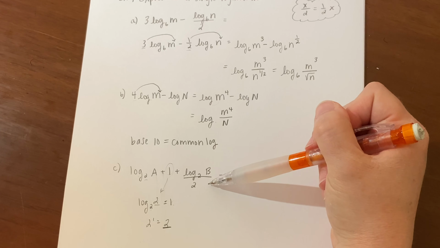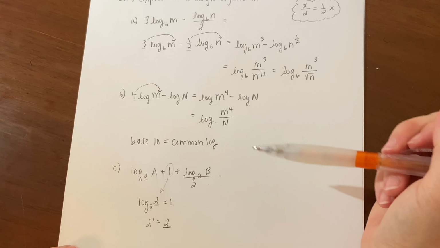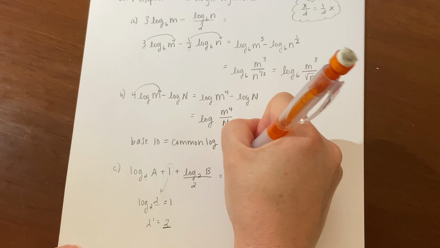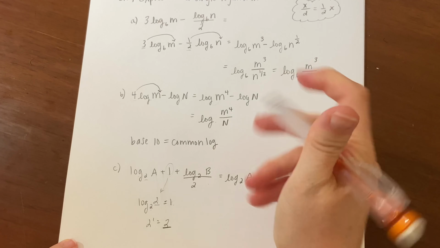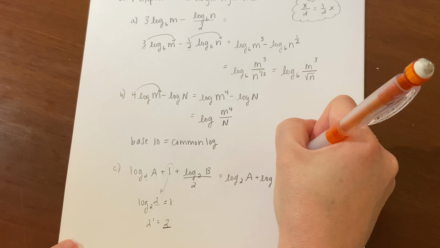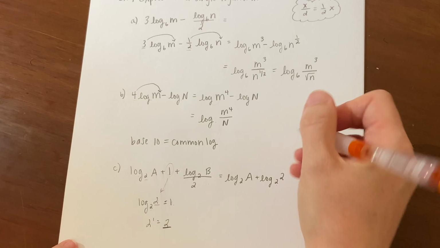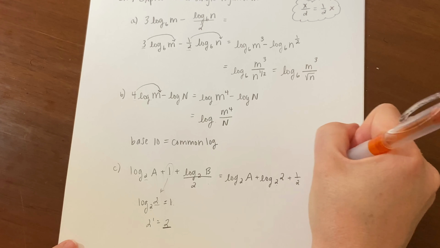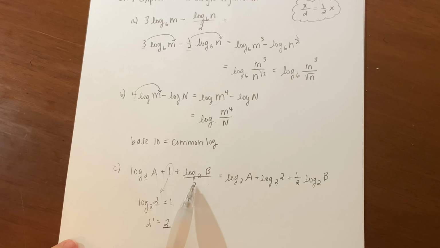Over here, we saw this trick earlier. If it's divided by 2, remember it's the same thing as being multiplied by 1/2. So let's rewrite this. We've got log base 2 of a plus log base 2 of 2, because we know that log base 2 of 2 actually equals 1, plus 1/2 log base 2 of b. Instead of dividing it by 2, I'm going to multiply it by 1/2. All right, so now I've got 3 separate logs. They're all base 2. They're all being added.